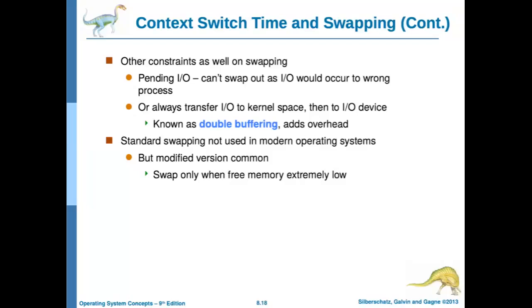Most of the time this standard swapping is not used in most modern operating systems, but modified versions are more common, where swapping happens only when free memory is extremely low. That means whatever threshold we talked about, keep that threshold high enough so that only when memory is extremely low do we make use of swapping.